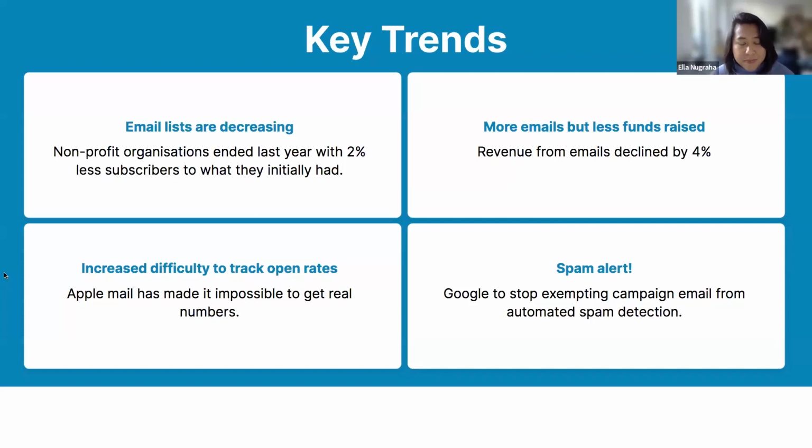Another key trend that we're seeing is that it's becoming increasingly difficult to track open rates, especially with Apple Mail's privacy policy. It's hard to detect whether it is a human who opened an email or a machine. Somewhat in a similar vein, Google has also stopped exempting campaign emails from automated spam detection. We are seeing this trend in Australia and New Zealand as well, with local telecommunications companies implementing more restrictions as to what constitutes spam. Sometimes they can specify in their spam policy that political campaign emails are categorized as spam. So it's important for us to know what's happening in our local areas with local telecommunication companies and their policies. So moving on.